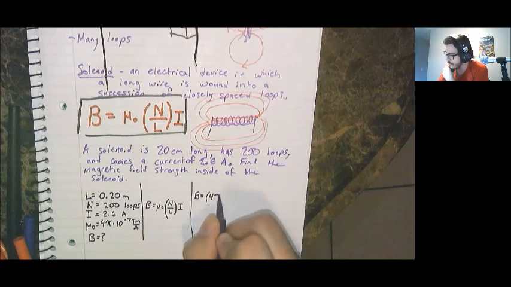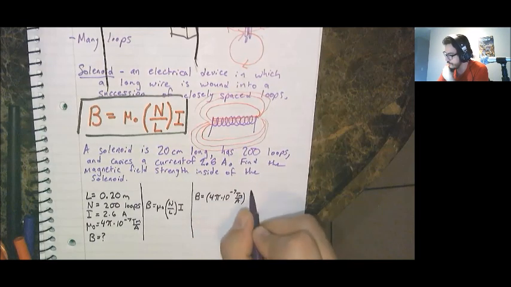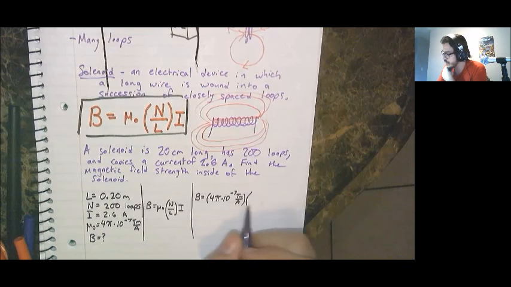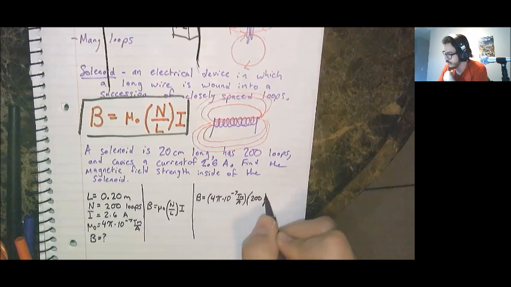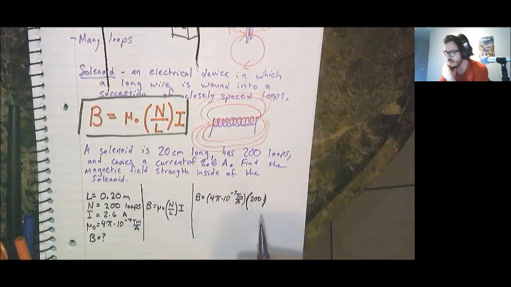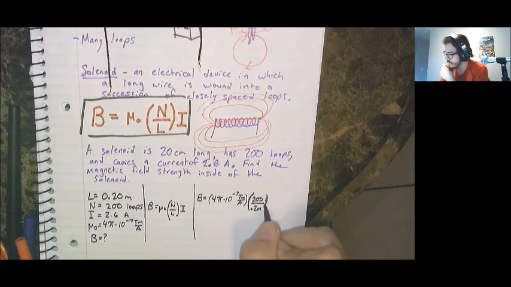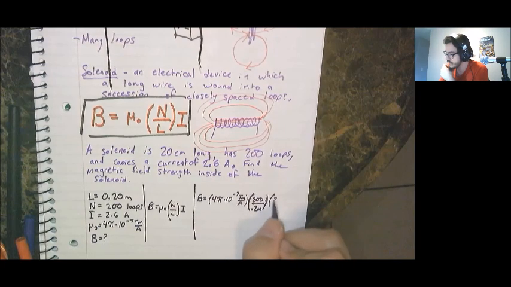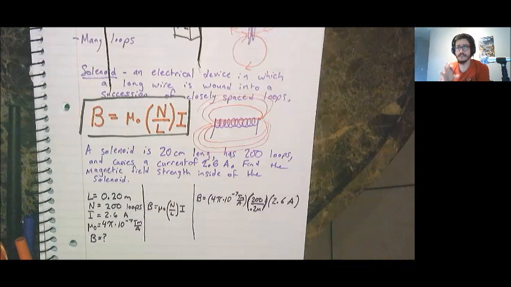Mu naught is 4 pi times 10 to the negative 7 Tesla meters per amp. Our number of loops is 200 loops. Loops is just a counting number. I guess we don't need a unit for it. Divided by 0.2 meters. Times 2.6 amperes. Again, this is the same amount of current that we had through the long straight wire where we got about a tenth of the Earth's magnetic field before.